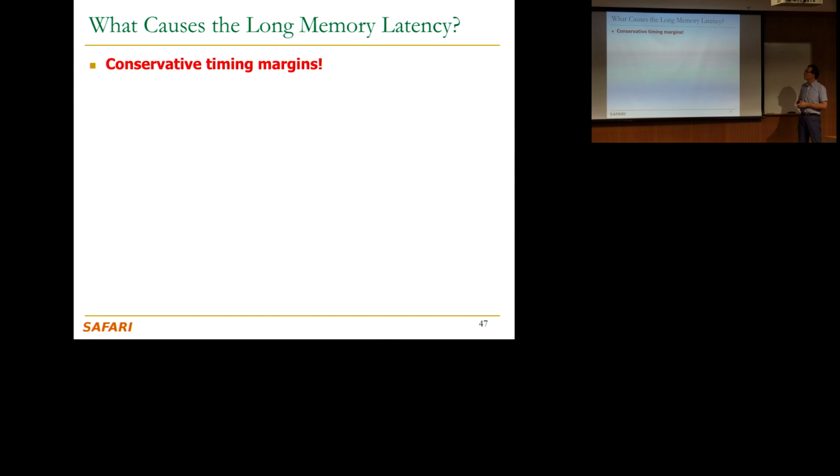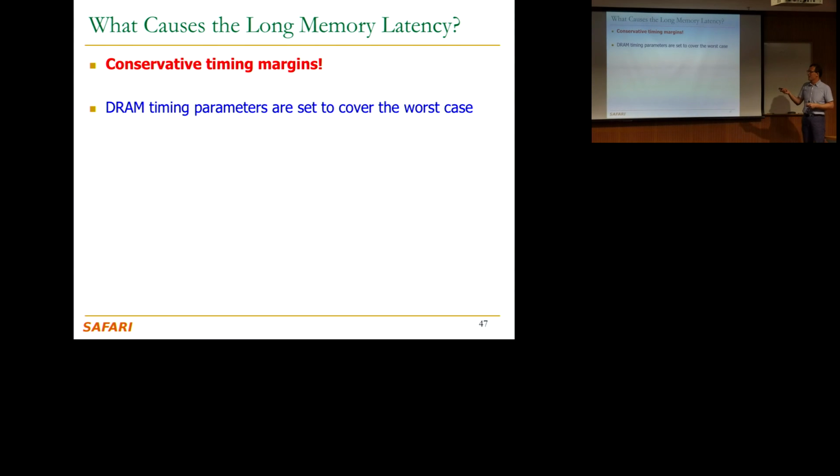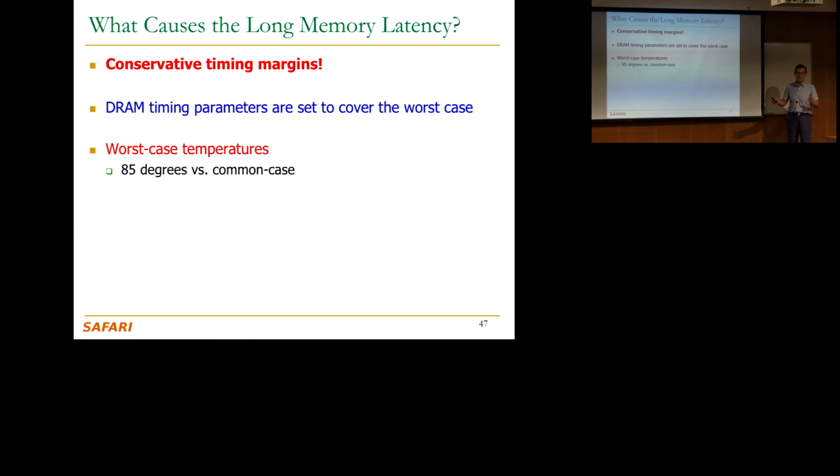So what causes the long memory latency? One cause is really the conservative timing margins. If you look over here, this is really a timing margin. This chip can operate perfectly at this, and we're putting a huge margin on this chip. It's very conservative. DRAM timing parameters are set to cover the worst case chip at worst case temperature. I didn't even show that temperature dimension before. Chips are specified to cover 85 degrees, but the common case is not necessarily 85 degrees operation. In fact, in some cases, you can operate at much lower temperatures. But this enables a wide range of operating conditions if you choose the worst case latency that you have to use at worst case temperature.